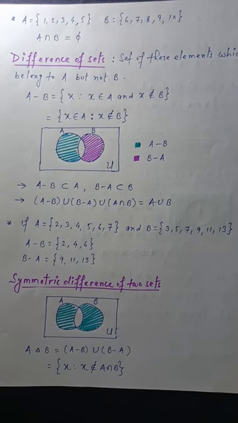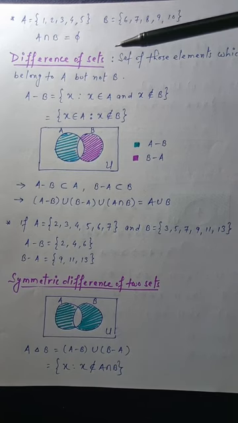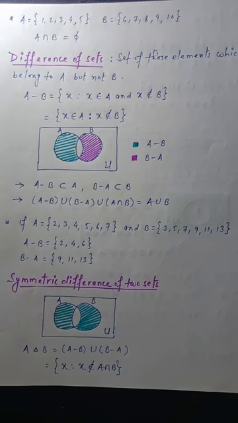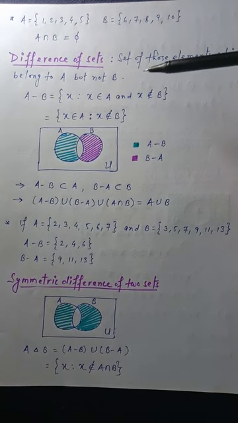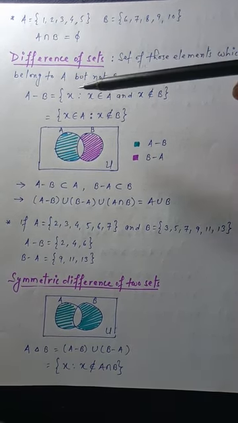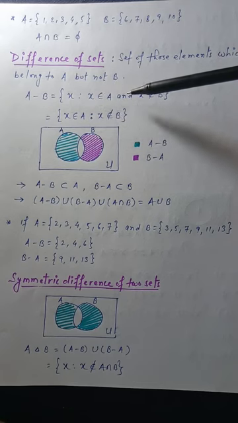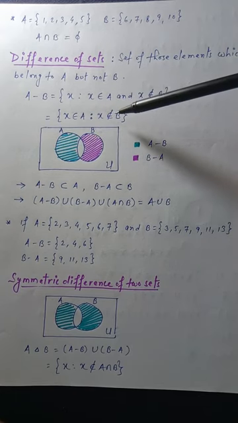Now the next operation on sets is the difference of sets. This difference is different from the real number operation, because in real numbers we subtract the second element from the first element, but here the difference is another thing: the set of those elements which belong to A but not to B. So when A and B are two sets and we write A minus B, it means we will take only those elements which are present in A but not in B. The set builder representation of A minus B is x such that x belongs to A and x does not belong to B.